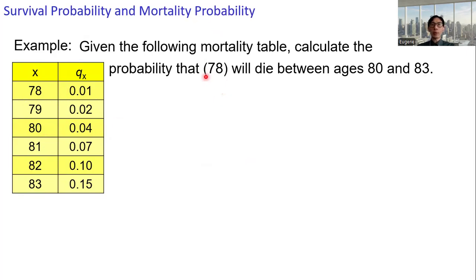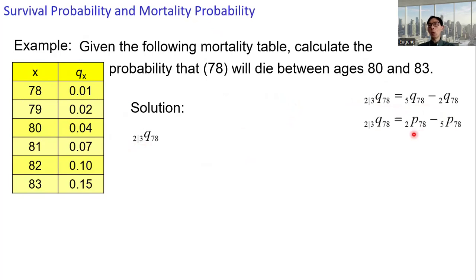All right, we want to get this probability. A person aged 78 died between ages 80 and 83. So we have the notation 2 bar 3 q78. This is a deferred mortality probability. We have 3 ways to do the calculation. This can be expressed as 5q78 minus 2q78, or 2p78 minus 5p78, or the last one, we will use the last one, 2p78 times 3q80.